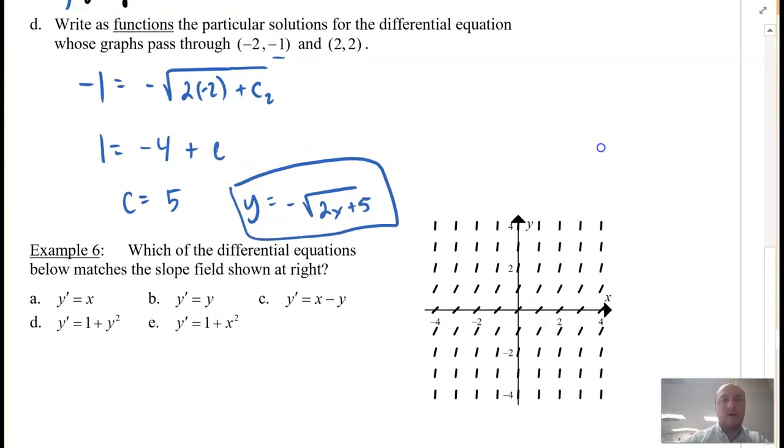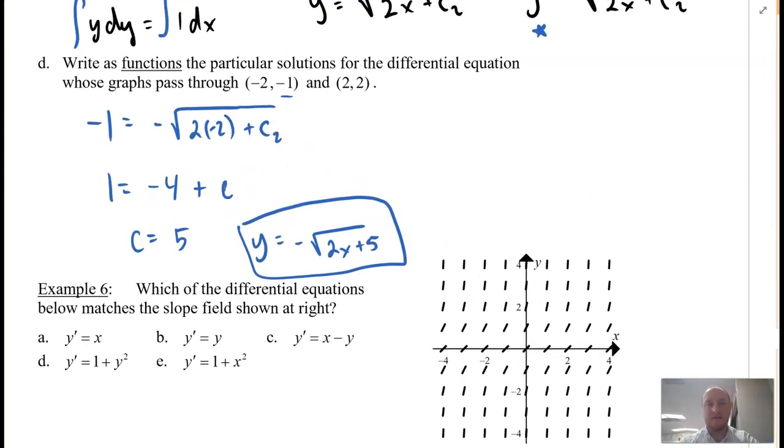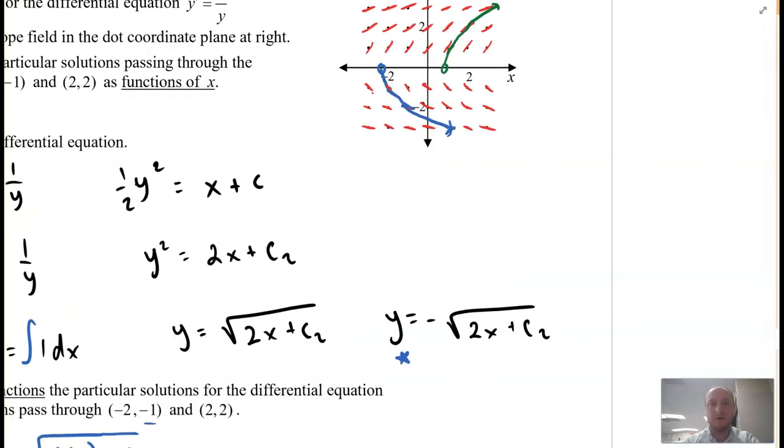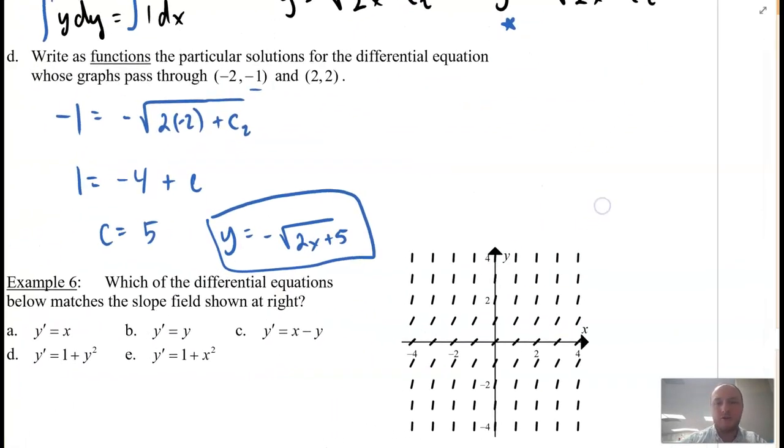There's your first one. And then for the second equation up here, which I did in green, passing through the point 2, 2.